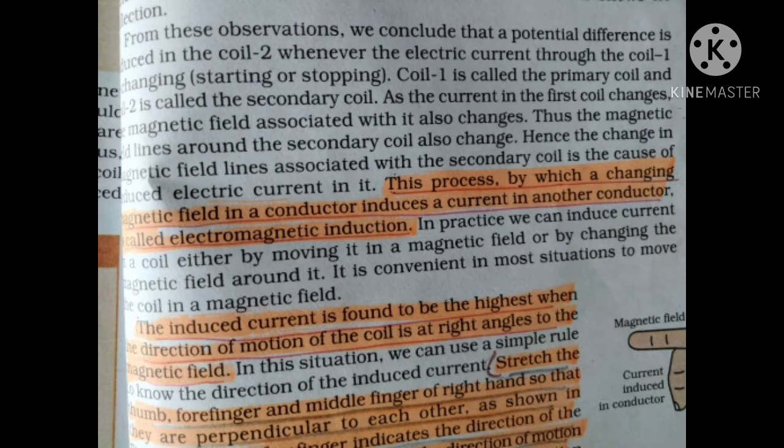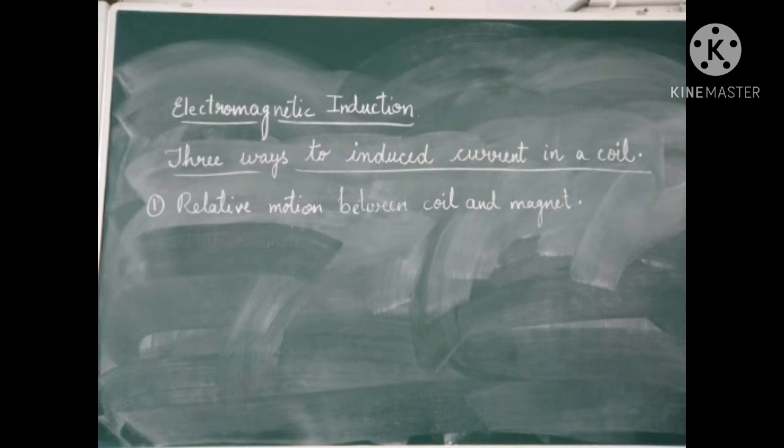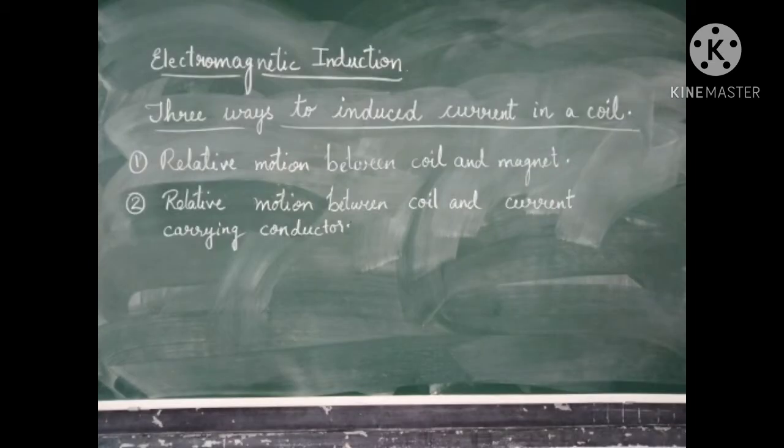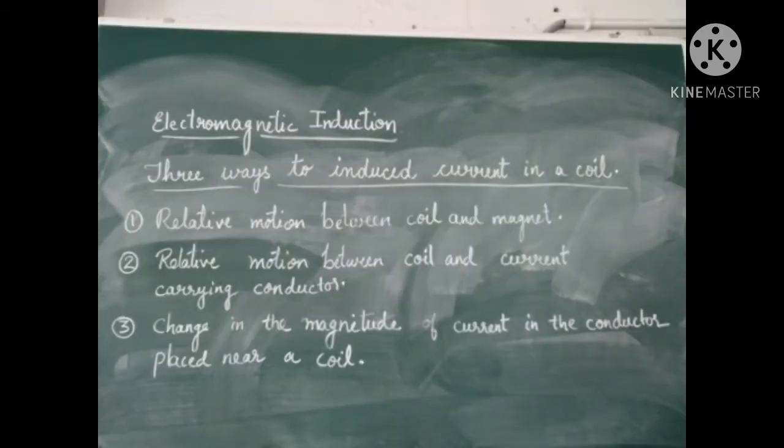Now, let us see some important facts: the three ways to induce current in a coil. The first one is relative motion between coil and magnet, as we have seen in the demonstration. The second one is relative motion between coil and a current carrying conductor. In this one, we do not need to take a magnet. Instead of a magnet, we can take a current carrying conductor and move it toward and away from the coil. The third one is change in the magnitude of current in a conductor placed near a coil.